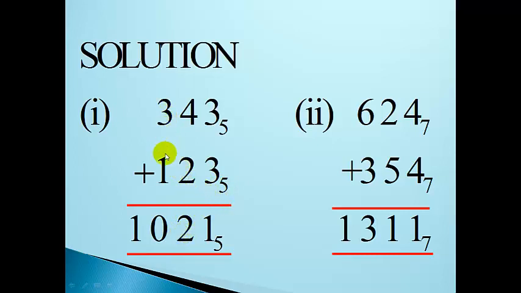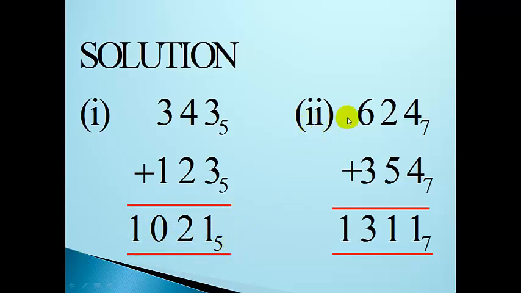Now 3 plus 1 is giving us 4. So 4 plus the 1 group will give us 5. And 5 in base 5, the remainder is 0, and the number of group of 5 in 5 is 1. And that is the 1. So we have 1021 base 5.